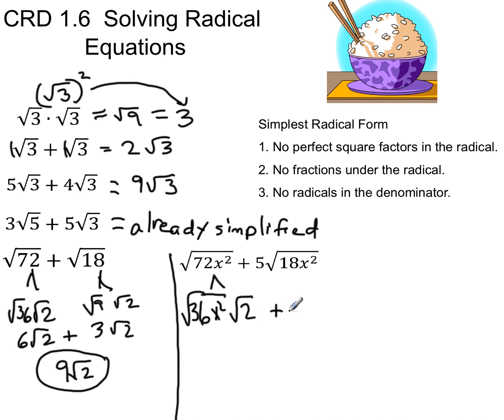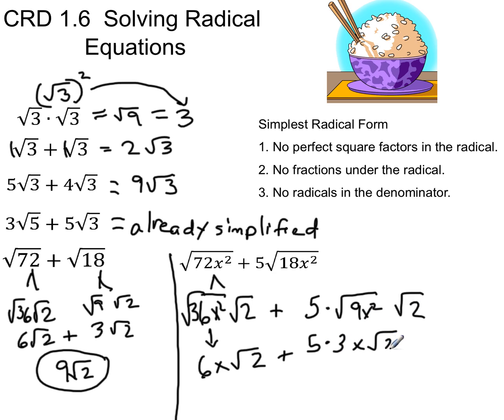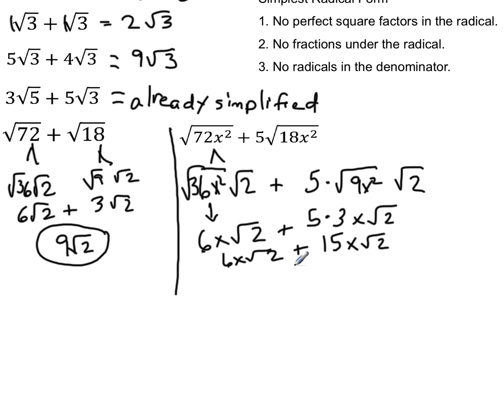And over here, I have 5 times, my perfect squares are 9x squared. My unperfect square is root 2. So now if I undo my perfect square, I get 6x root 2. And over here, I have 5 times 3x root 2. So I basically have 15x root 2 plus 6x root 2. Which, if I combine those, the radical is the same. So I have 21x root 2 is my final answer. A little bit tricky. Okay, but it's in simplest radical form, and those are the expressions.